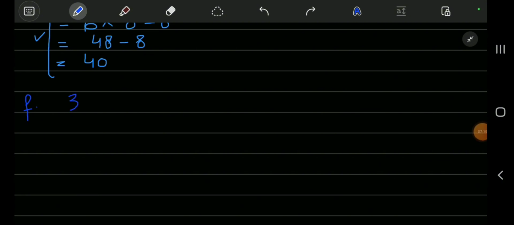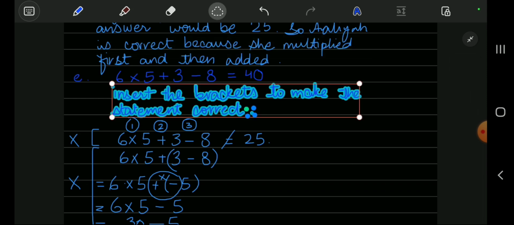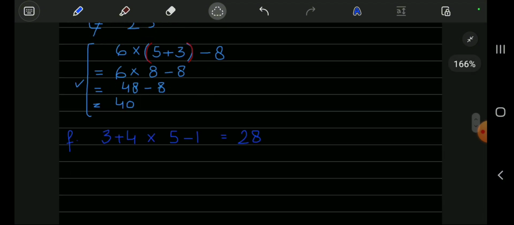Like 3 plus 4 multiplied by 5 minus 1 is equals to 28. If they say that this is equals to this, and they ask you the same thing, insert the brackets to make this statement correct. Okay, so let's check this out.